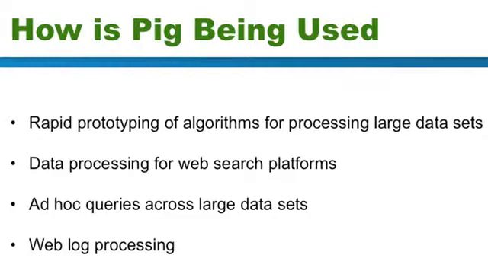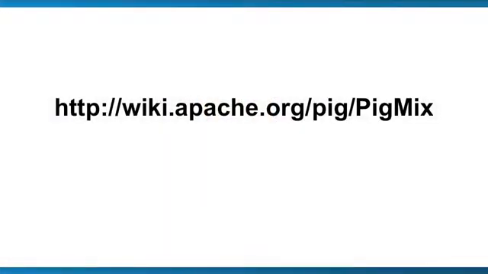And as a performance benchmark, currently it's about 1.1 times the standard MapReduce speed. This was done on something called PigMix 2 by Yahoo Research in March 2010. And you can find that at the wiki link on apache.org.